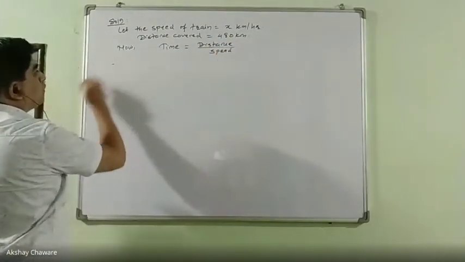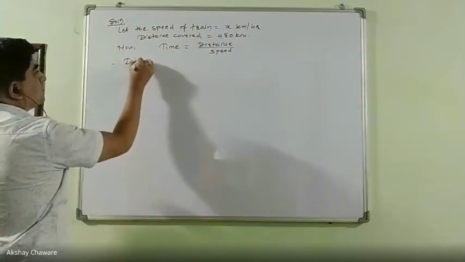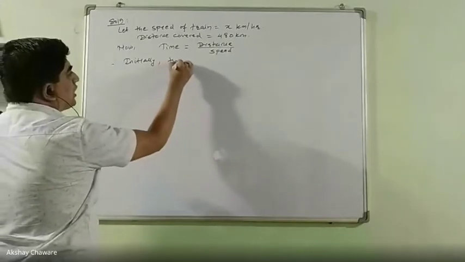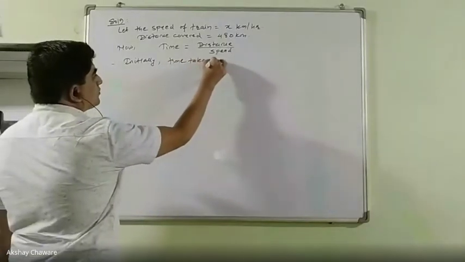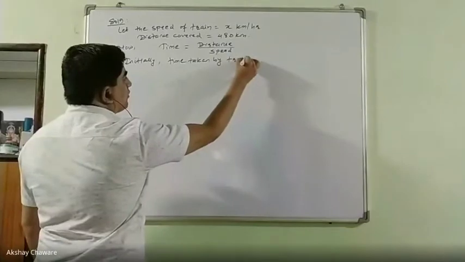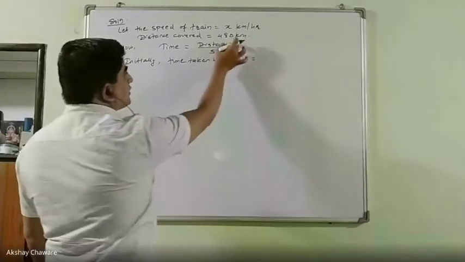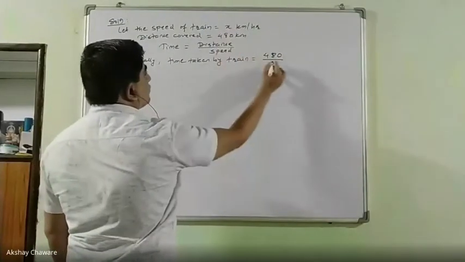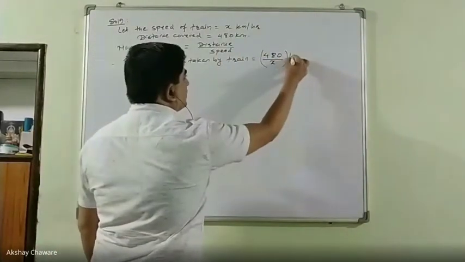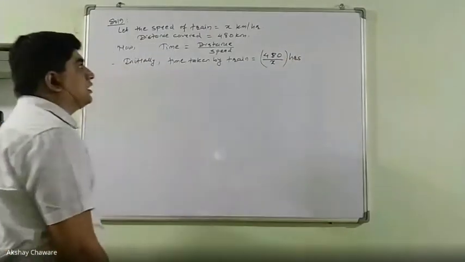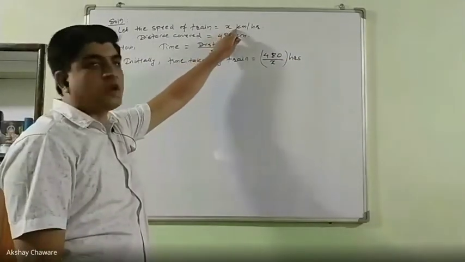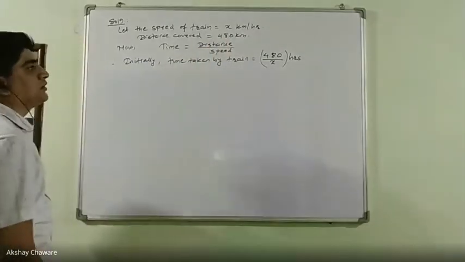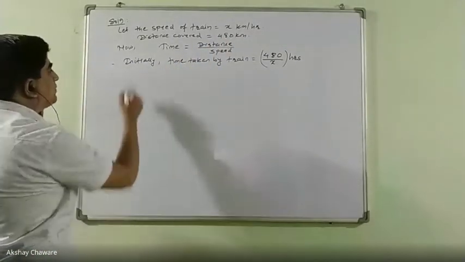Time is equal to distance upon speed. Therefore, the initial or original time taken by the train is equal to the distance covered by the train, 480, and the speed, x. So 480 upon x is the time taken by the train at speed x kilometer per hour to cover the distance 480 kilometer. So this 480 upon x hours is the time taken by the train.